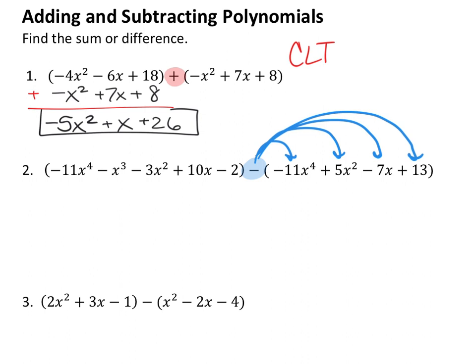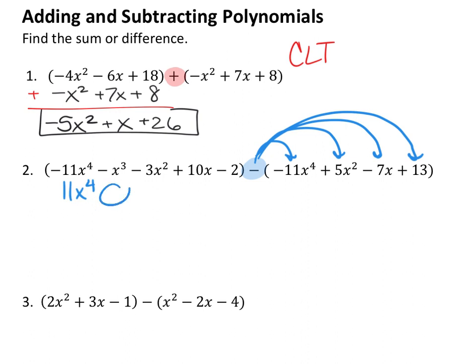What's the opposite of negative 11x to the fourth? Positive 11x to the fourth. Great. Let me write that in a different color. You change all the signs. So what's the opposite of positive 5x squared? Now question, where do I write the negative 5x squared?